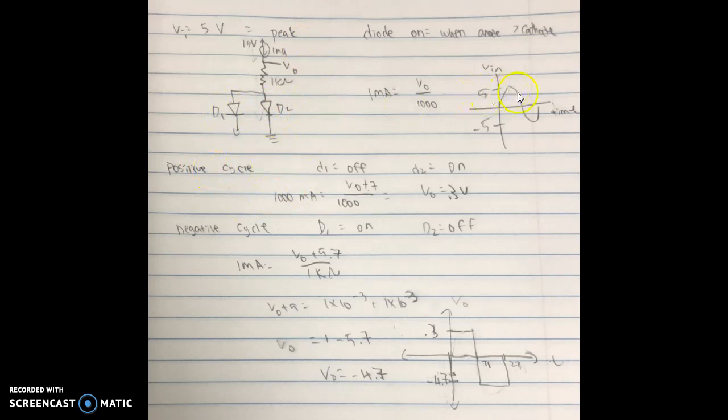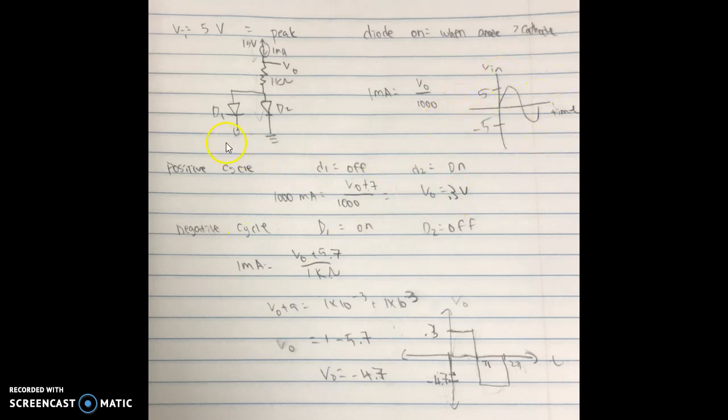So when it's in the positive part of Vn, D1, diode 1, is off because the anode is greater than the cathode, and diode 2 is on. And from that, we calculate Vout. Using KCL, we find this equation and find that Vout is 0.3 volts.